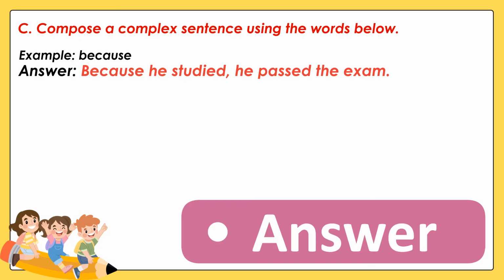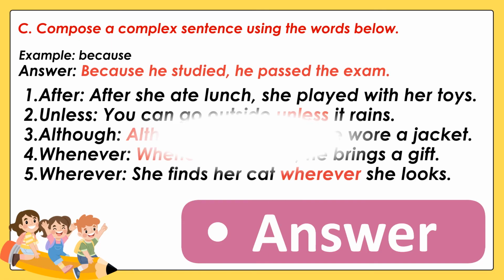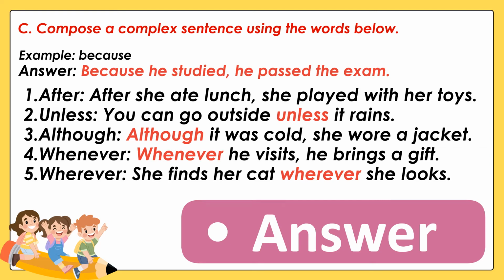Let's have the answers. Number 1, after. After she ate lunch, she played with her toys. Number 2, unless. You can go outside unless it rains. Number 3, although. Although it was cold, she wore a jacket. Number 4, whenever. Whenever he visits, he brings a gift. Number 5, wherever. She finds her cat wherever she looks.